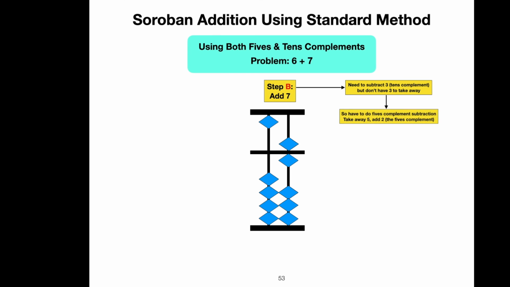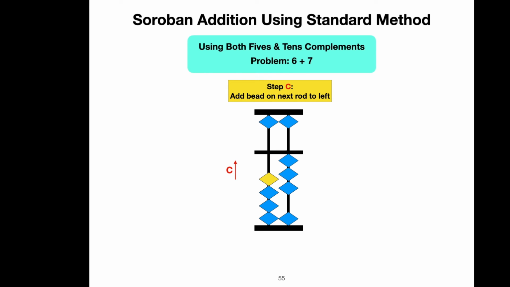The number we're adding is 7. And so instead of doing the complementary problem the other way, we're going to push 7 up. And 7 is composed of a 5 bead and 2 1 beads. So we're going to push the 7 up, and then to finish the problem, we add a single bead on the next higher unit, which is the next rod to the left. And that gives us the answer of 13. 6 plus 7 is 13. And this is known as a combined complementary problem involving both 5's and 10's complements.